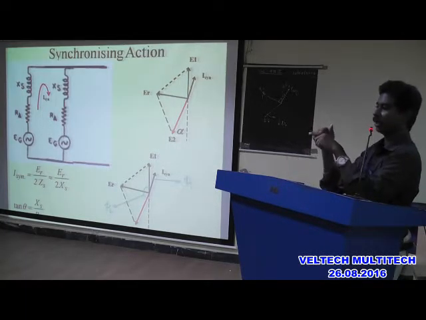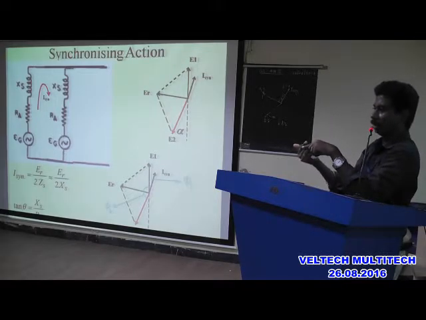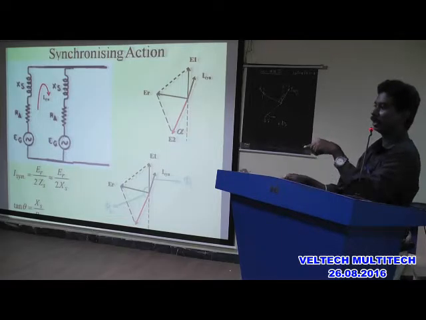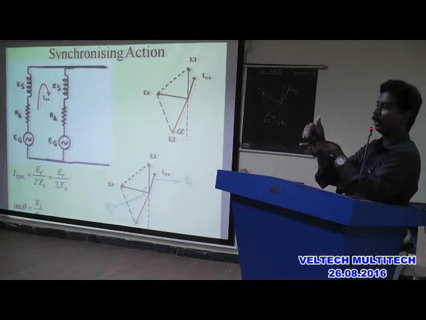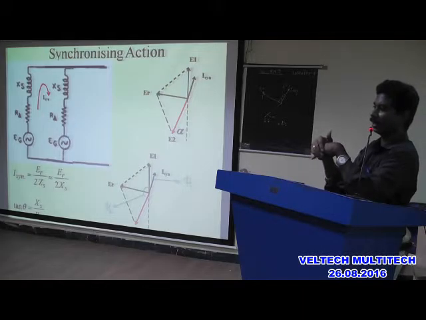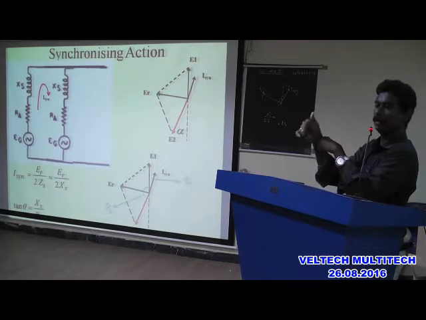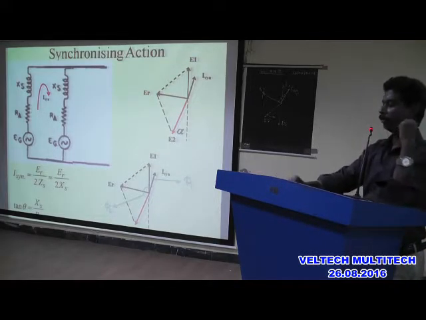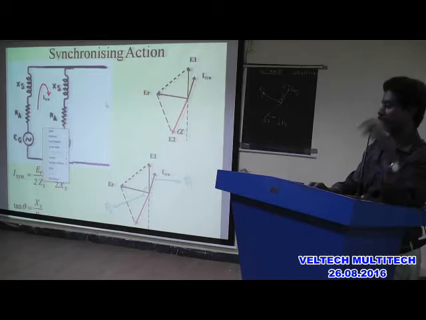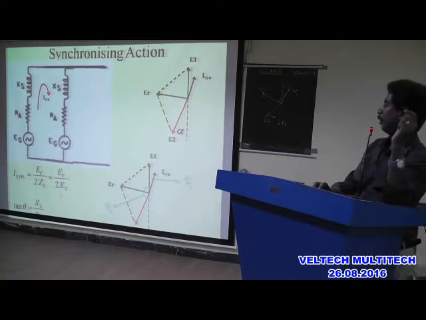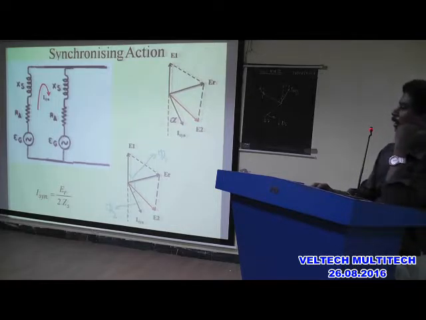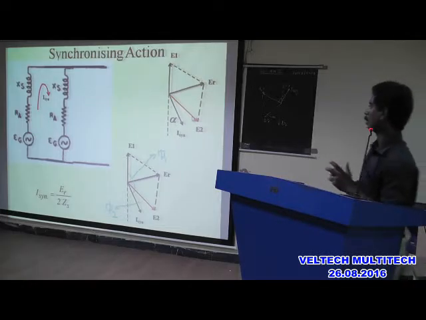That synchronizing current will produce synchronizing torque. For the lagging machine it will act as an accelerating torque, and for the leading machine it will be a decelerating torque. So we have the expression for the synchronizing current: ER divided by 2XS. Now similarly, we can say the second alternator speed is increased. So far I have decreased the speed of the second alternator.